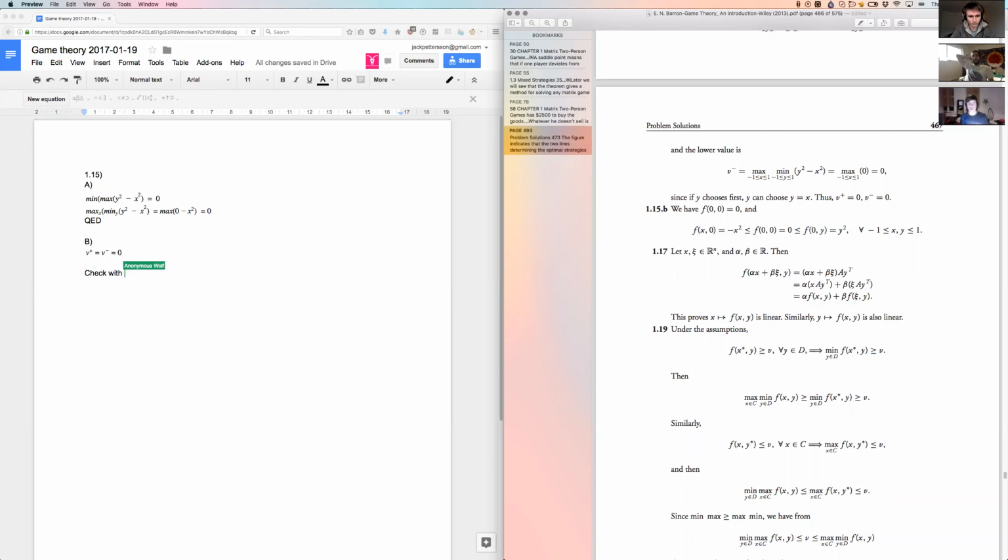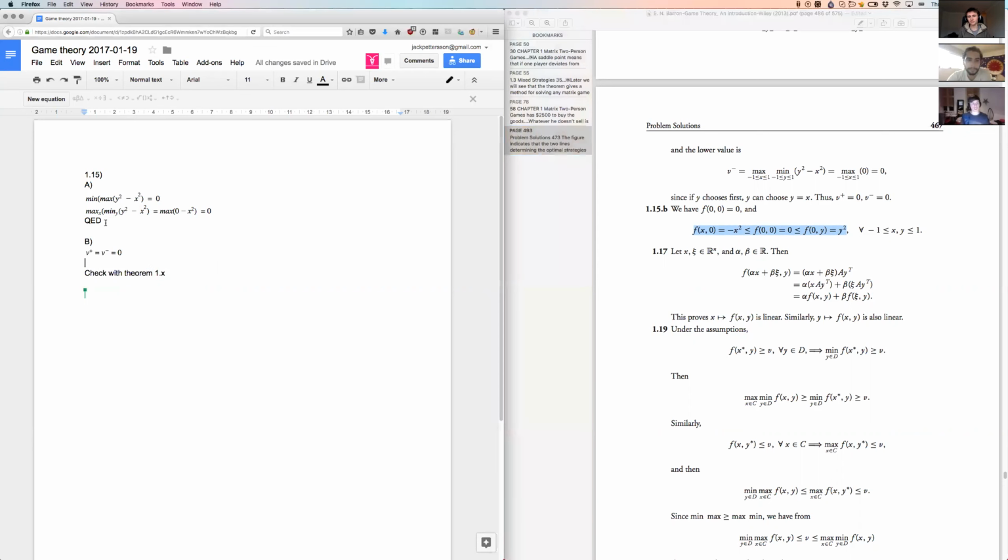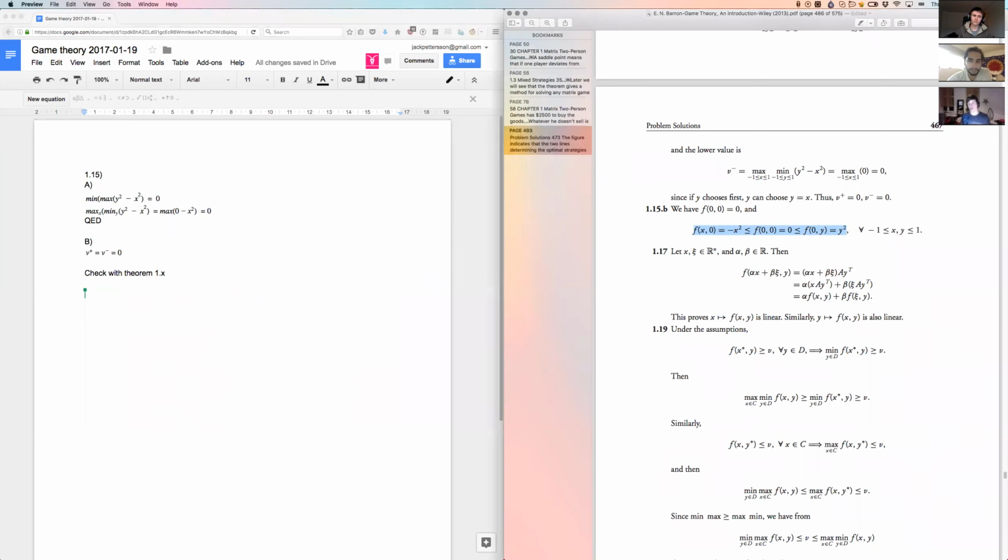No, wait, that's with mixed strategies. It's 1.3.8 DC. Yeah, exactly. But yeah, they basically check. It's a sanity check, I guess. But honestly, I think that in all cases, the information is contained in here, but this is a bit more formal, I guess. Yeah, that's what I figured.